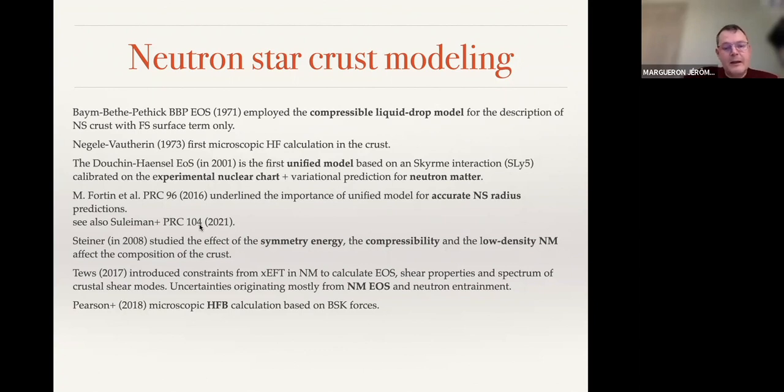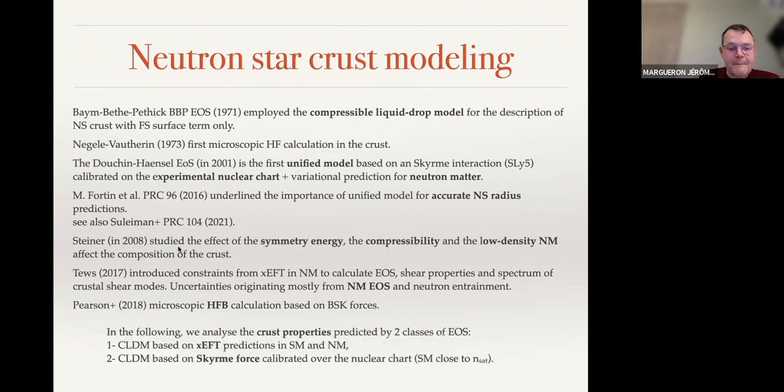And in parallel, there are several groups who have worked on the microscopic calculation and implementing the pairing contribution in Hartree-Fock-Bogoliubov calculations. And for instance, a recent work that I will quote after is the one by Pearson in 2018, based on several BSk forces.